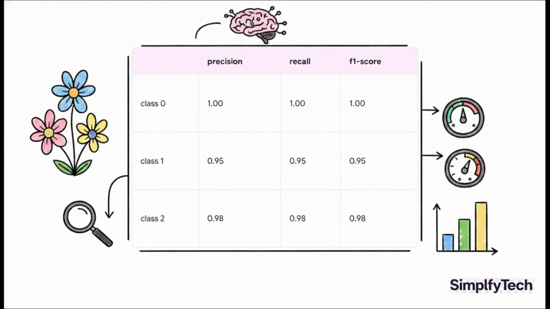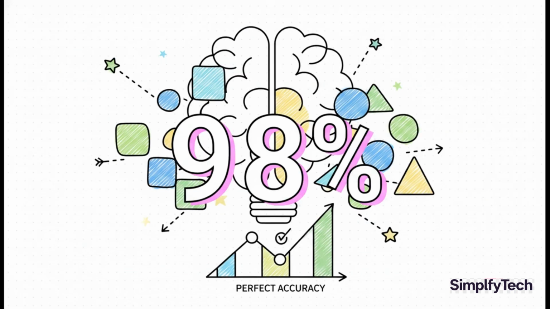This is awesome because it doesn't just give us one final score, it breaks down the performance for each type of flower. It tells us things like precision, which is basically, of all the times it guessed a certain species, how often was it right? And recall, which is, of all the flowers of that species that were actually there, how many did it manage to find? And the final result?